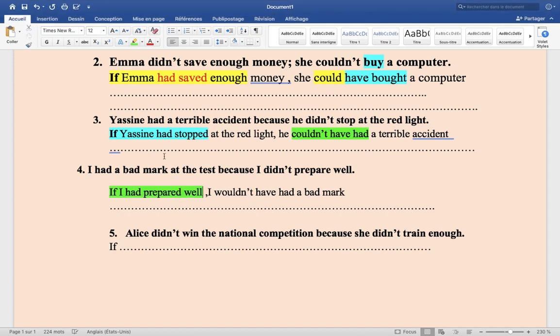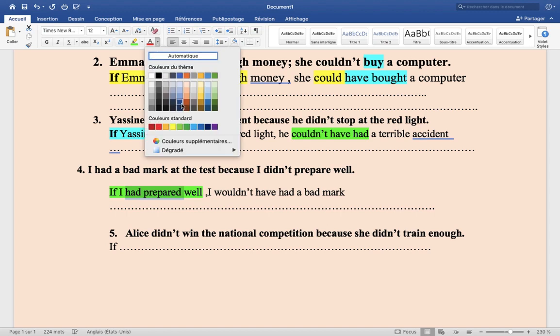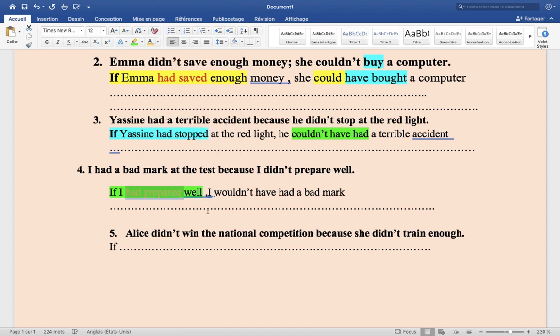So this is the if clause and it's followed by the past perfect. If I had prepared well, I wouldn't have had a bad mark.